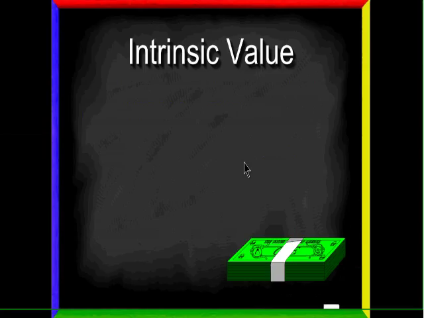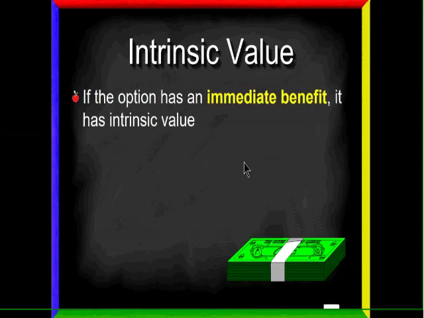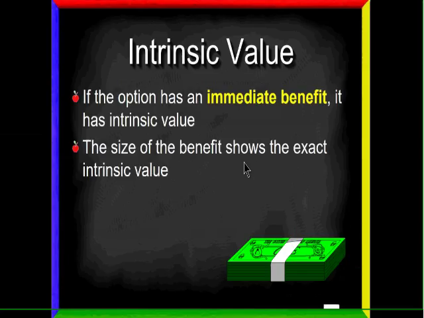So how do we figure out the intrinsic value? Let me show you an easy way to do it. Think of the phrase immediate benefit. And the size of that benefit shows the intrinsic value. So for example, if the stock is trading at 110 and I've got the $100 call, think about it. I've got the right to pay $100 for something that's worth 110. That sounds like a pretty good deal. Free $10 in there. Well, we all know there's nothing free in the markets, and that means you're going to pay for that up front with $10 of intrinsic value.